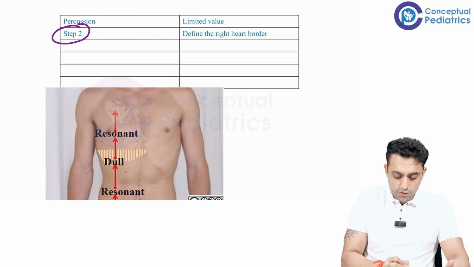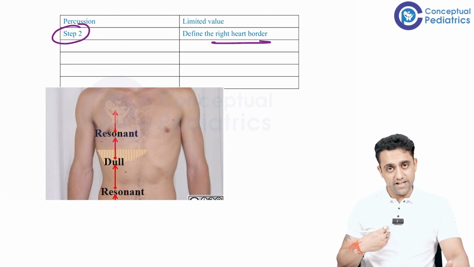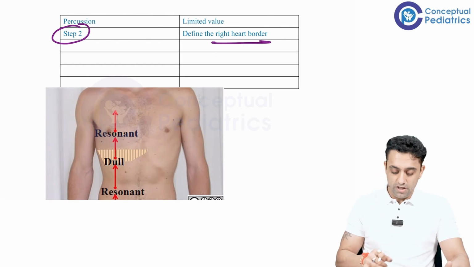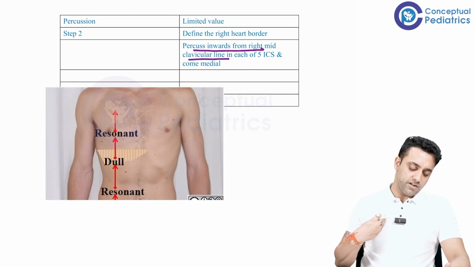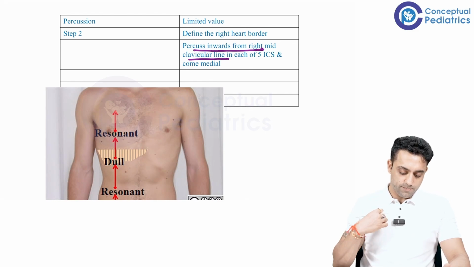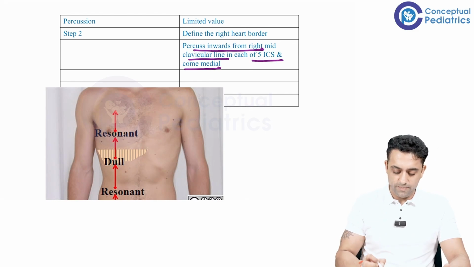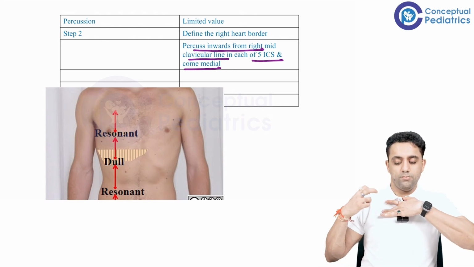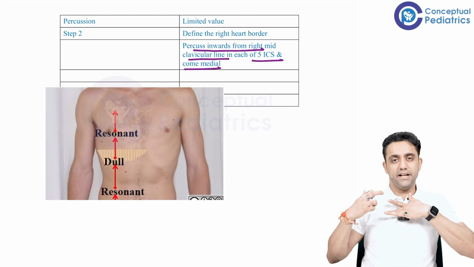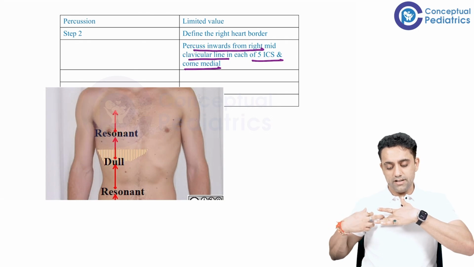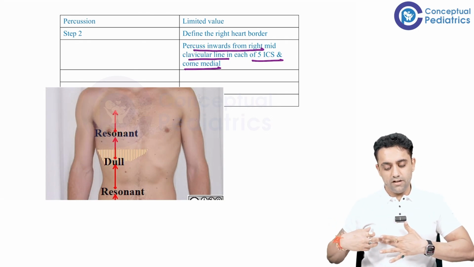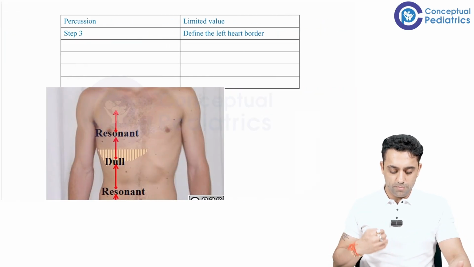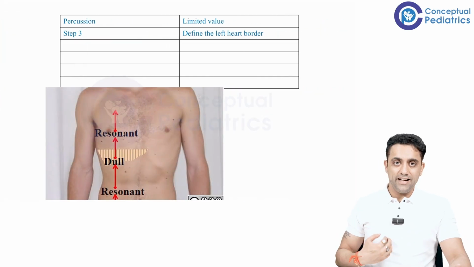Then in step 2, you're going to define the right heart border. In step 3, you define the left heart border. For the right heart border, percuss inwards from the right mid clavicular line. You percuss in each of the intercostal spaces and come a little medial, percuss, come a little medial, and repeat. That way you get the right heart border.